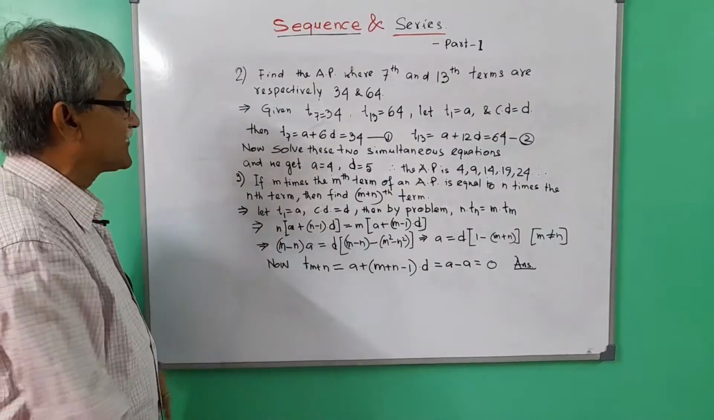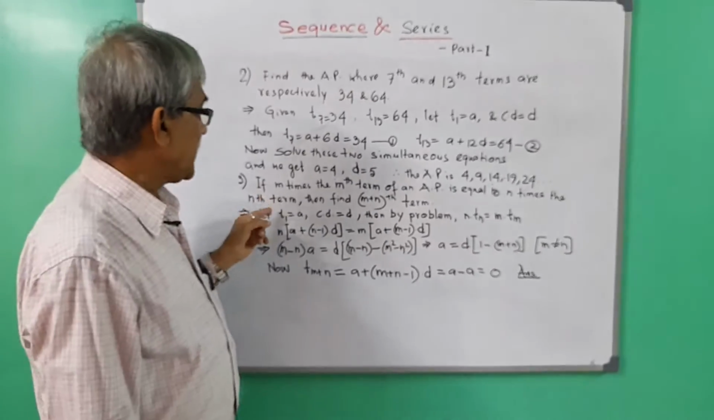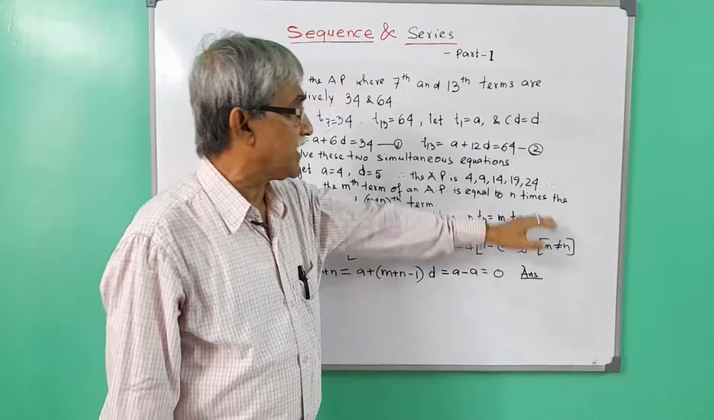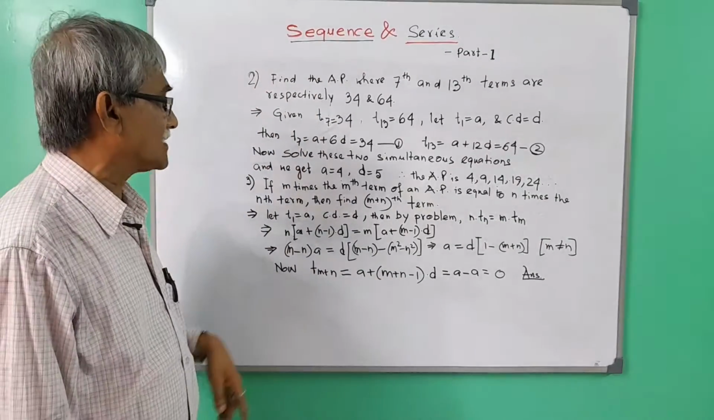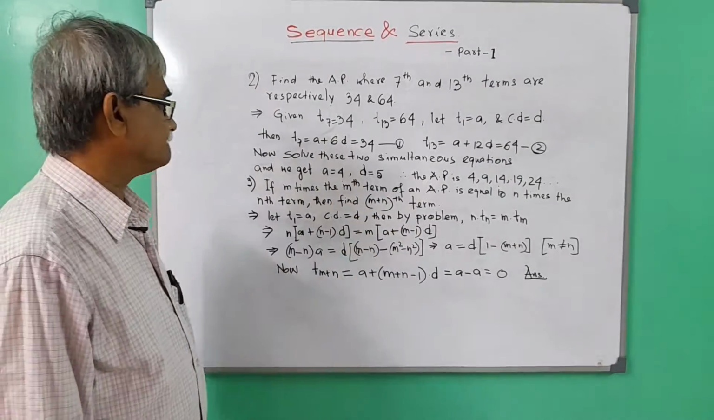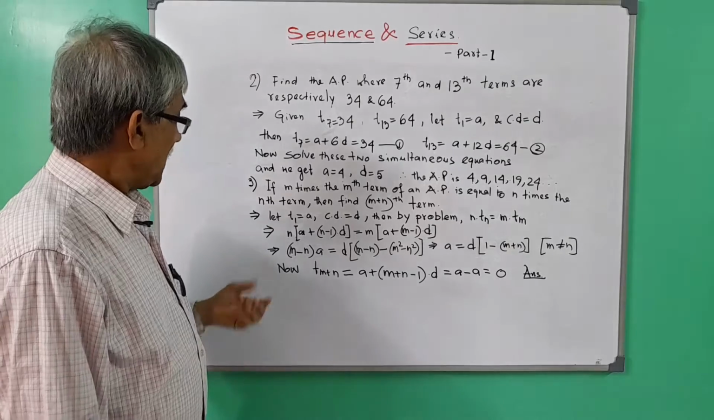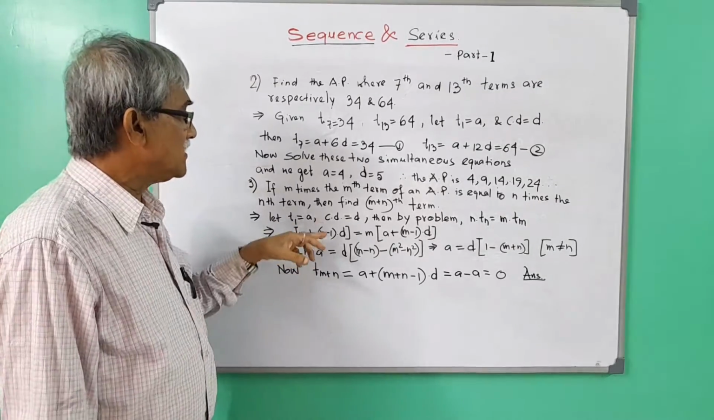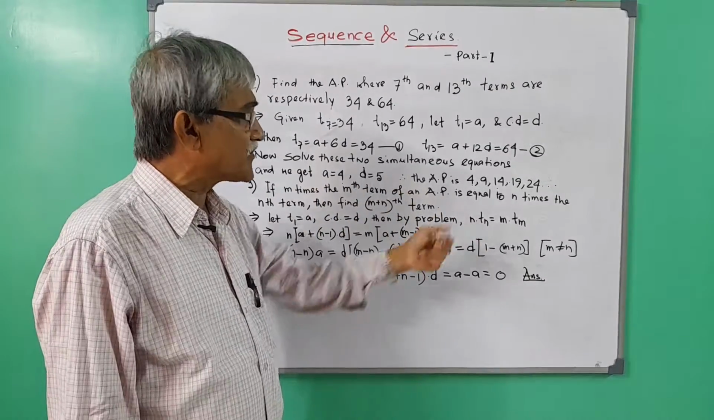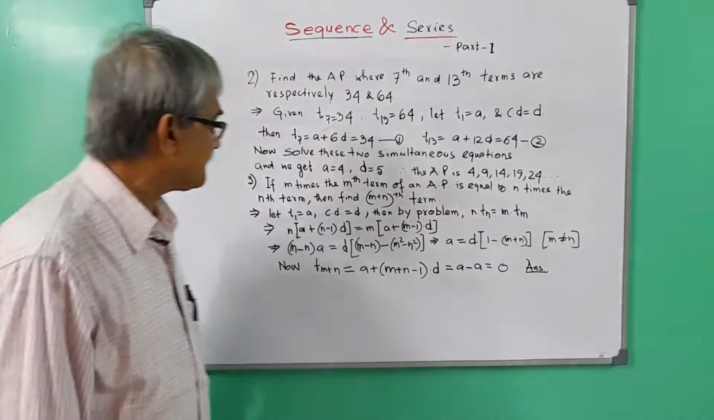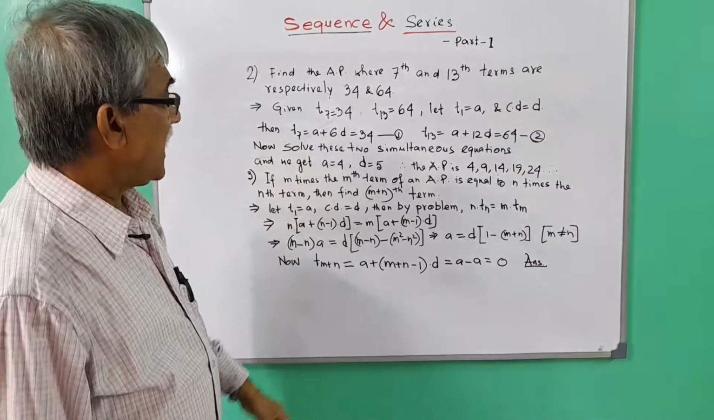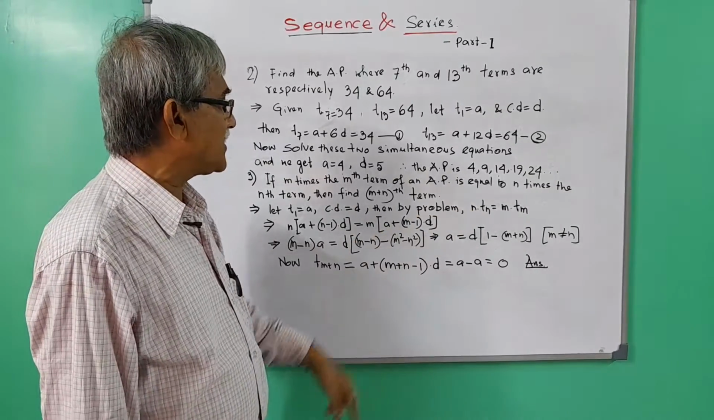Now coming to the third example. The question is: if m times the mth term of an AP is equal to n times the nth term of the same AP, then find the (m plus n)th term. Now consider the first term T1 equals a, and the common difference equals d. Then by the given problem, what is given? n into Tn is equal to m into Tm. That is, n into (a plus (n minus 1) into d) equals m into (a plus (m minus 1) into d).